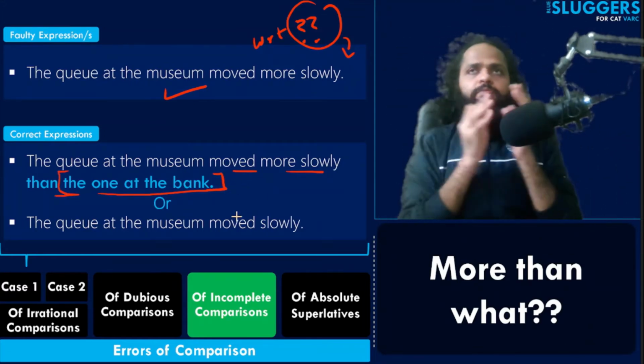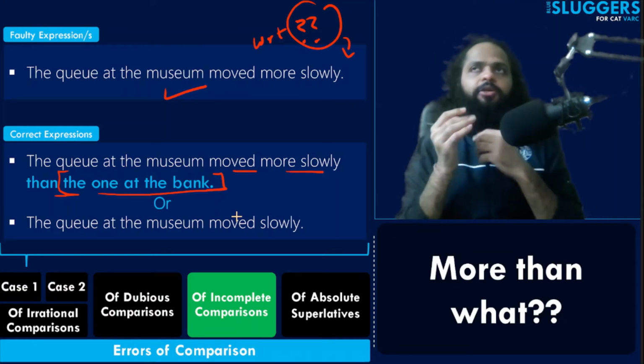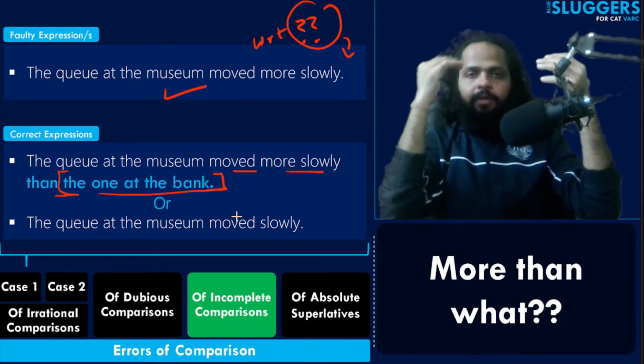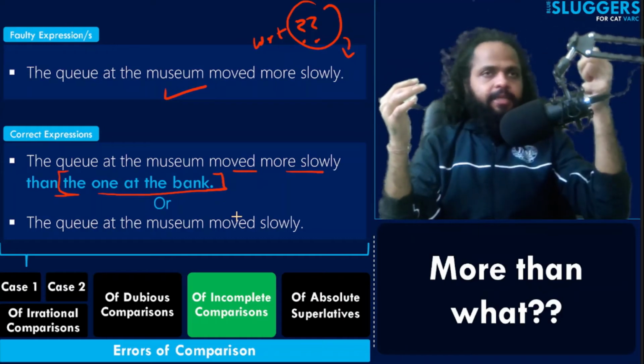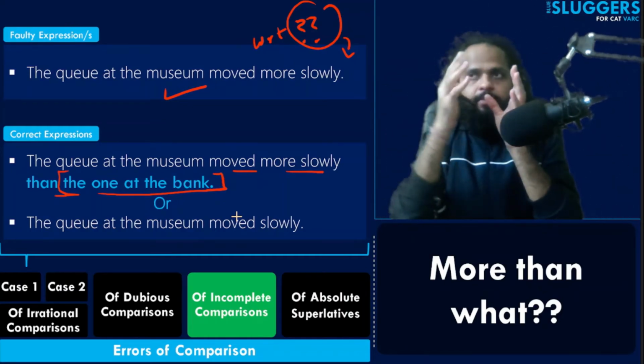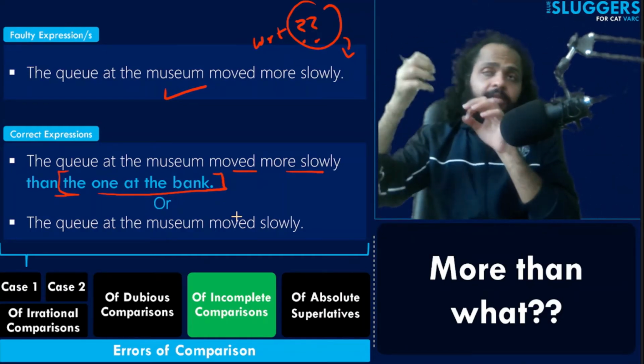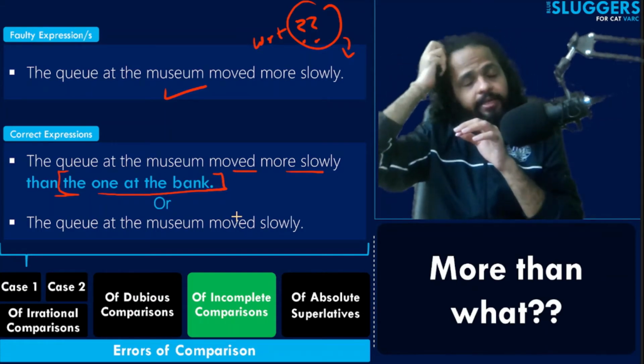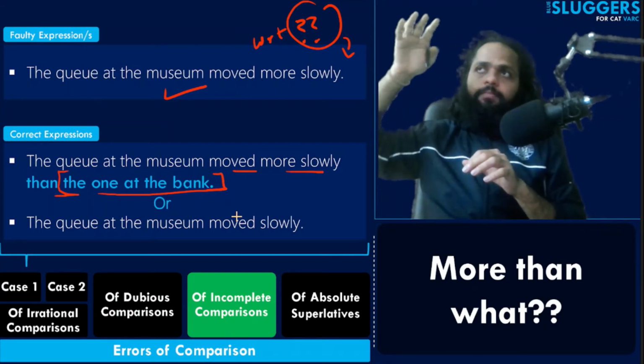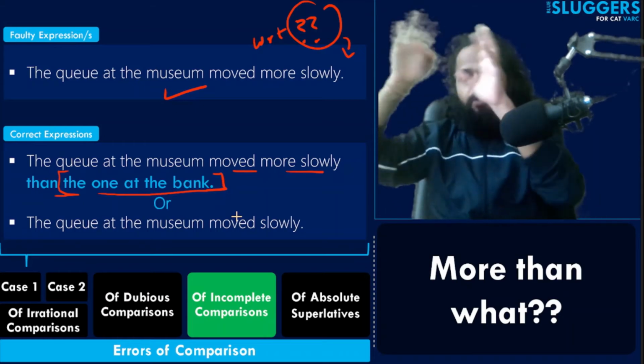Or if you simply want to just state it, see, you have 3 degrees of comparison, right? Positive, comparative, and superlative. In positive, you simply state something. In comparative, you compare it with something else. And in superlative, you again compare, but on a superlative level, you basically demonstrate that it is the best or the worst of the whole category.